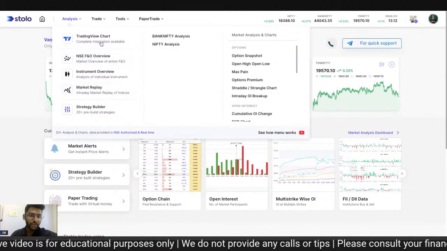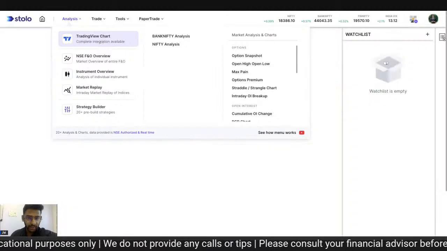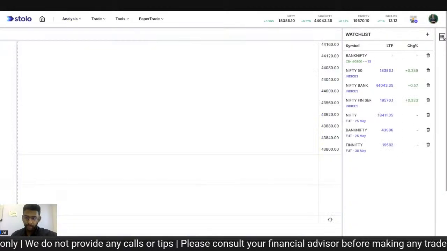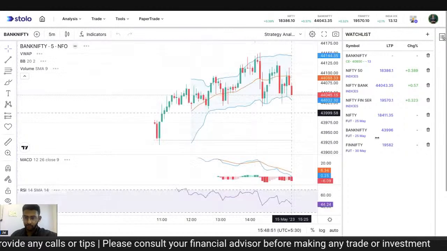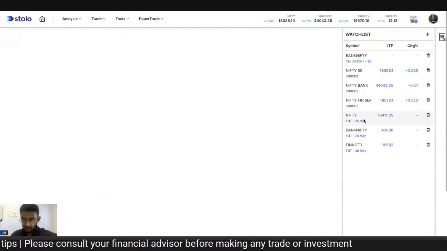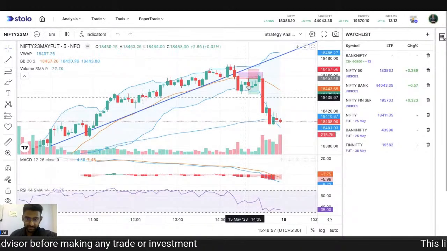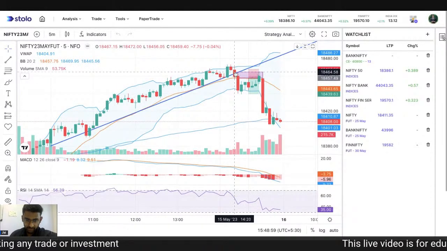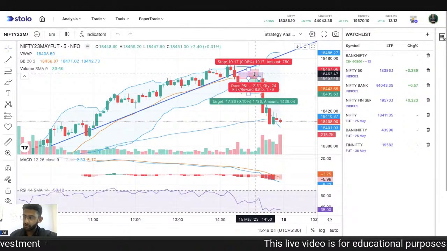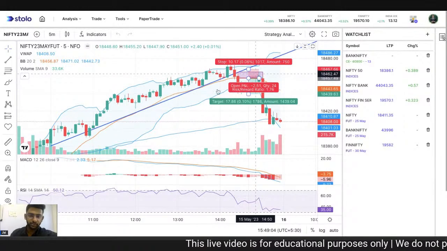So yes, quickly going into the trading view charts, right? So yes, okay, let me just go to Nifty futures. And yes, so I think the downfall was around 2:20, right?